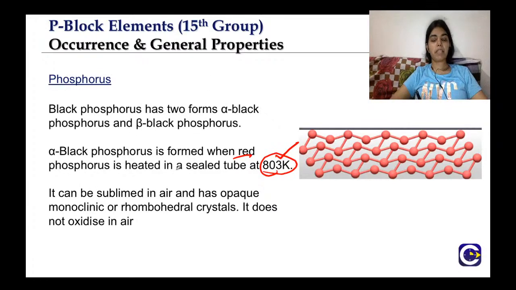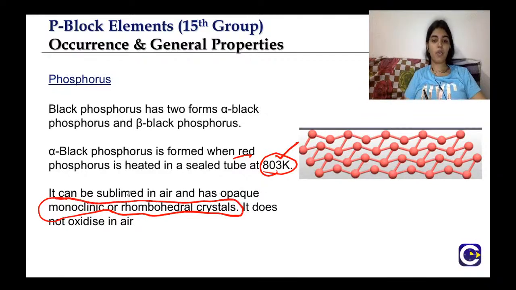It can be sublimed in air and has opaque monoclinic and rhombohedral structure. This is very important, that black phosphorus has monoclinic and rhombohedral crystals, and also it does not oxidize in air. That means it is very much stable. It is not as reactive as white phosphorus.